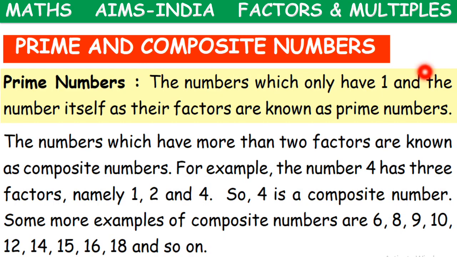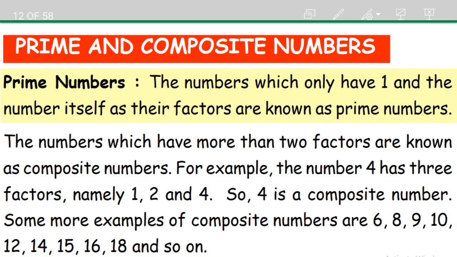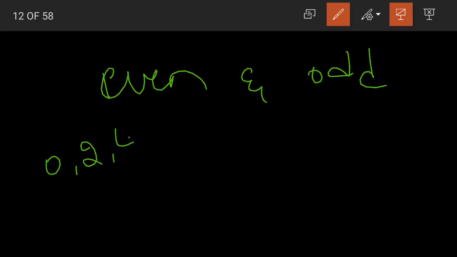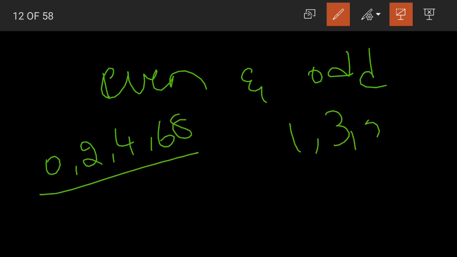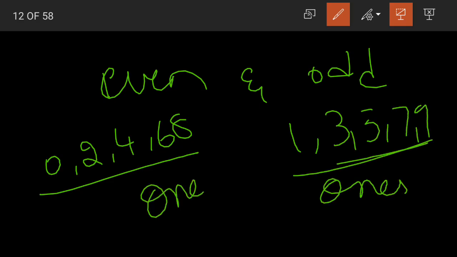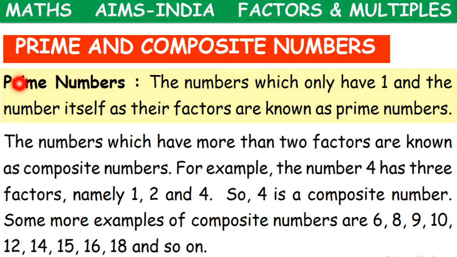Now coming to the last topic of today, which is prime numbers and composite numbers. We know that numbers can be differentiated as even and odd numbers. Yes or no? Even numbers have 0, 2, 4, 6 and 8 at their ones place, and odd numbers have 1, 3, 5, 7 and 9 at the ones place. Apart from this distinction, numbers can be divided as either prime or composite numbers.